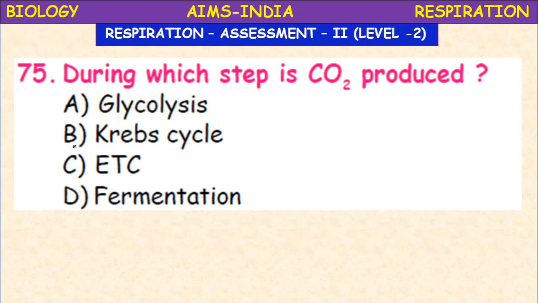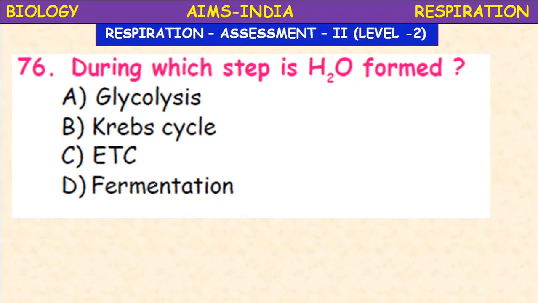During which step is carbon dioxide produced? Glycolysis, Krebs cycle, ETC, fermentation. During the Krebs cycle carbon dioxide is produced during aerobic respiration, and in fermentation also. In fermentation ethyl alcohol and carbon dioxide are produced. Okay, it is multi-correct.